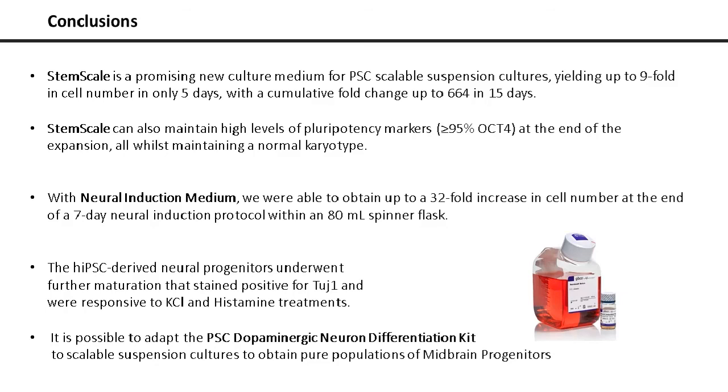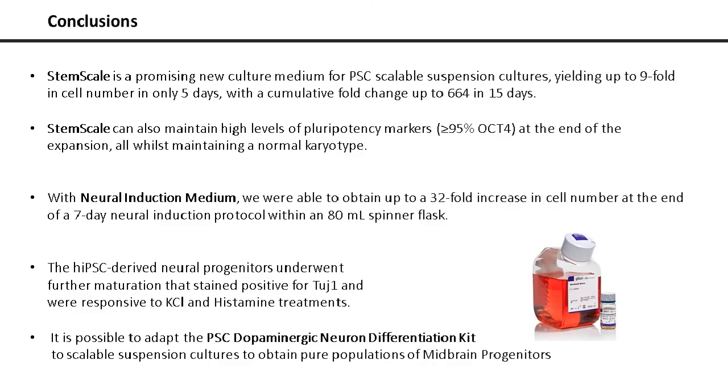So just to do a quick sum up of what we have been talking about, StemScale is a promising new culture medium specially designed for pluripotent stem cell scalable suspension culture. So we can yield up to 664-fold in only 15 days. At the same time, this culture medium StemScale can also maintain high levels of pluripotency markers and, at the same time, maintain a normal karyotype.